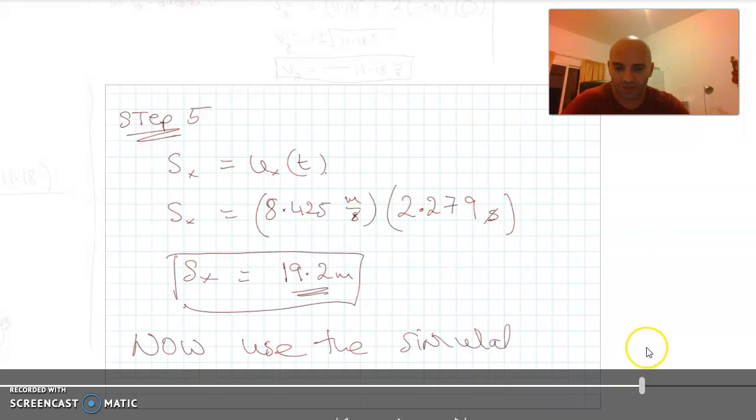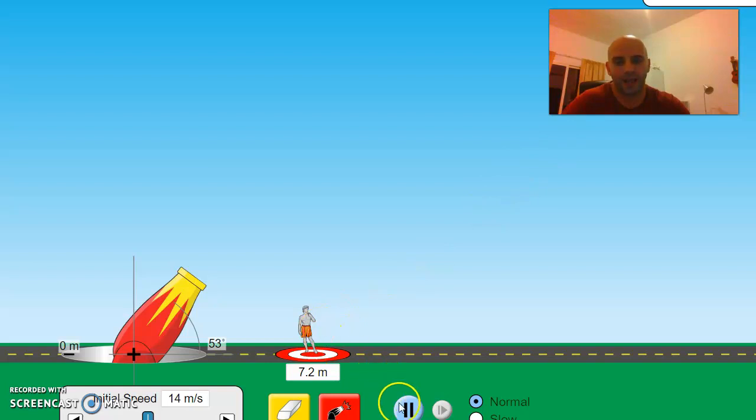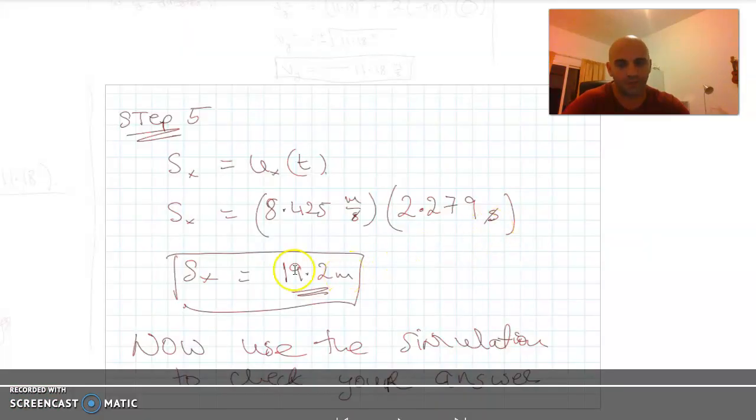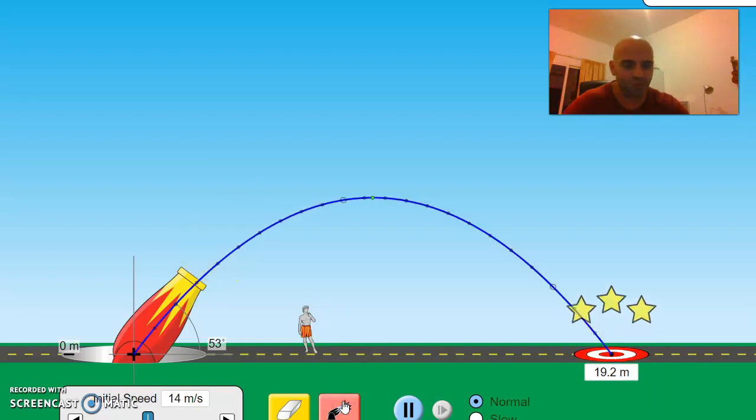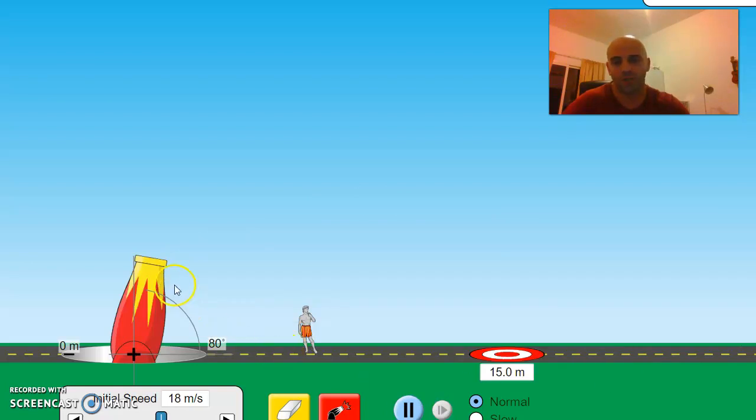Now, once you're done with this, I want you to use the simulation that I posted on the site to check your answer. Let me show you what I mean. I'm going to just come out of this for a little sec. I've predicted that my position is going to be at 19.2 meters, so I'm going to pull this little thing out to 19.2 meters, and I'll press fire. If I've done it right, it should hit it on the bullseye. Boom, there you go.